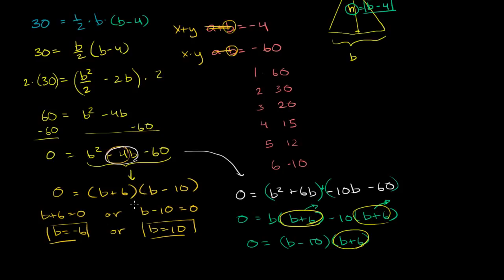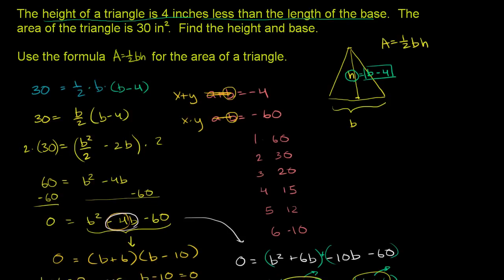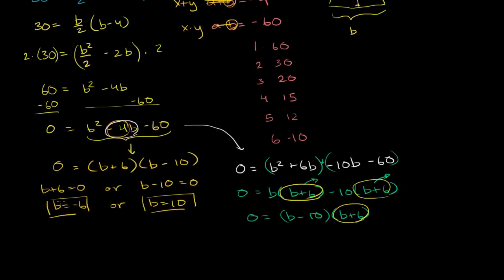You get the same thing that we did in one step over here. Whatever works for you, but either way, the solutions are either b is equal to -6 or b is equal to 10. And we have to be careful here. Remember, this is a word problem. We can't just state, oh, b could be -6 or b could be 10. We have to think about whether this makes sense in the context of the actual problem. We're talking about lengths of the sides of triangles. We can't have a negative length. So because of that, the base of a triangle can't have length -6. So we can cross that out.